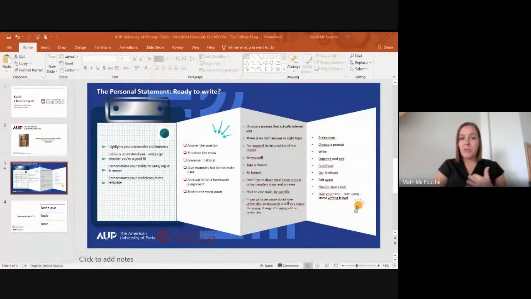Be yourself. Be yourself. It's the same advice as when you try to find a topic that might interest someone else instead of something that you're interested in. You have to be yourself. You can take a chance in choosing what you write about. It's important keeping the idea that you're writing a university essay, and be honest.